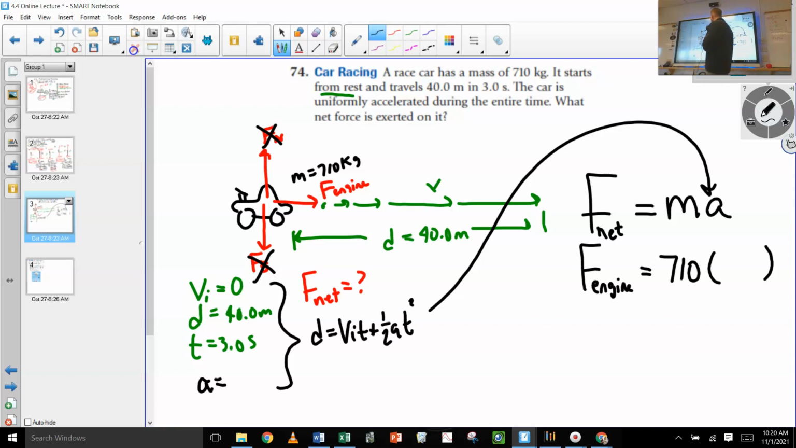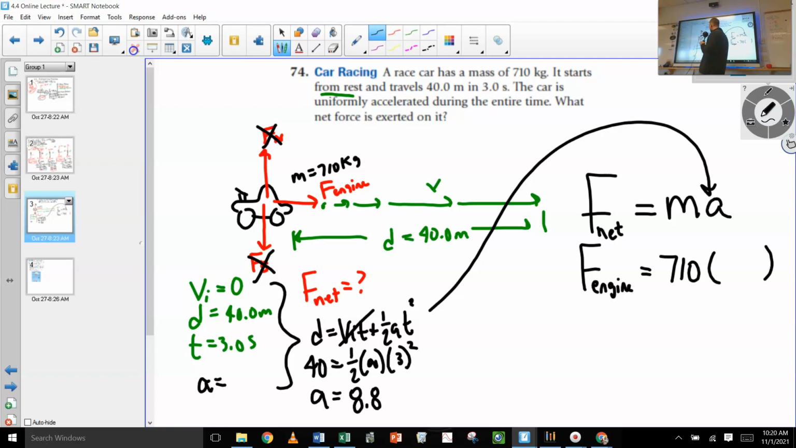To find my acceleration, initial velocity is 0, so 1/2. And then the time was 3 seconds. So 3 times 3 is 9. 9 divided by 2 is 4.5. And then 40 divided by 4.5. You get an acceleration of like 8.8 repeating.